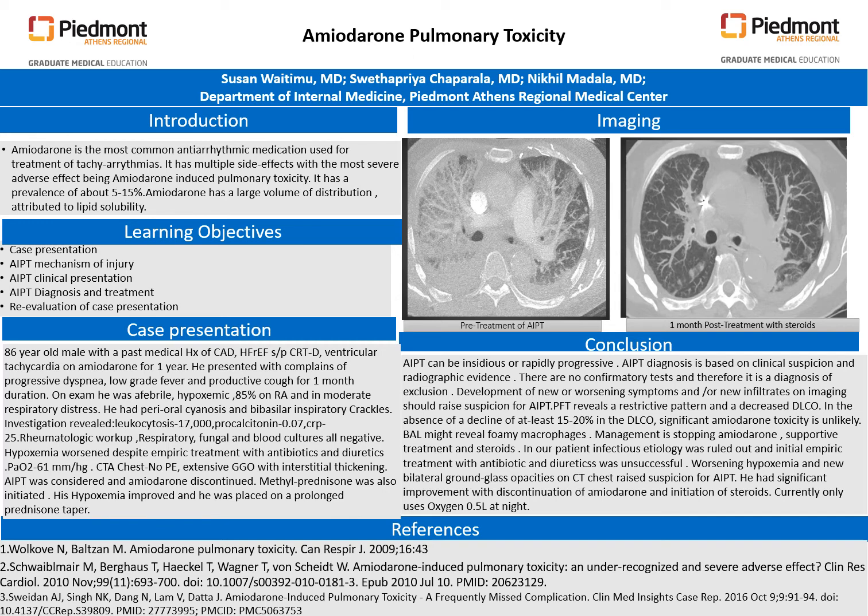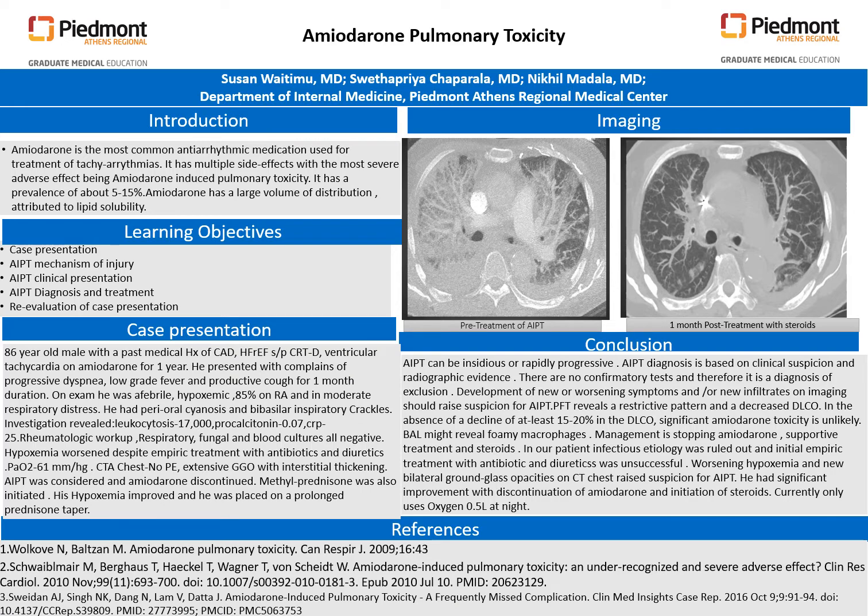Amiodarone is the most common antiarrhythmic medication commonly used for ventricular and supraventricular tachyarrhythmias. It has multiple side effects, with the most severe adverse effect being amiodarone-induced pulmonary toxicity. This is attributed to its large volume of distribution and lipid solubility. It has a prevalence of about 5 to 15%.